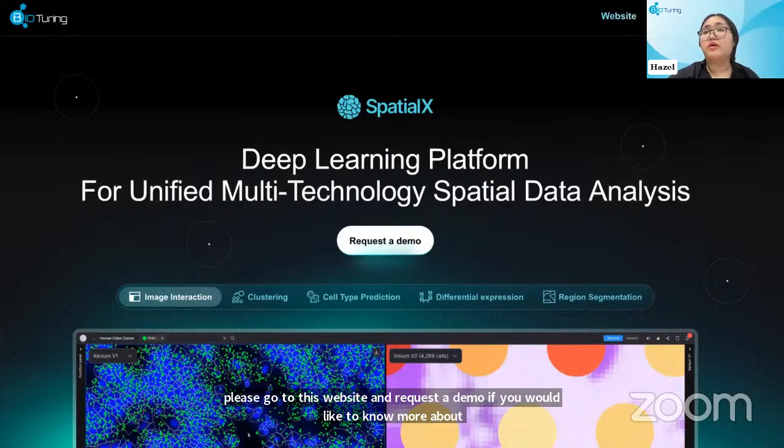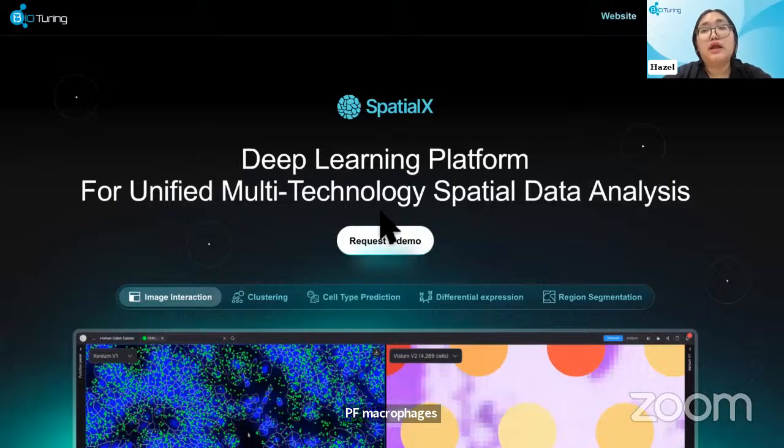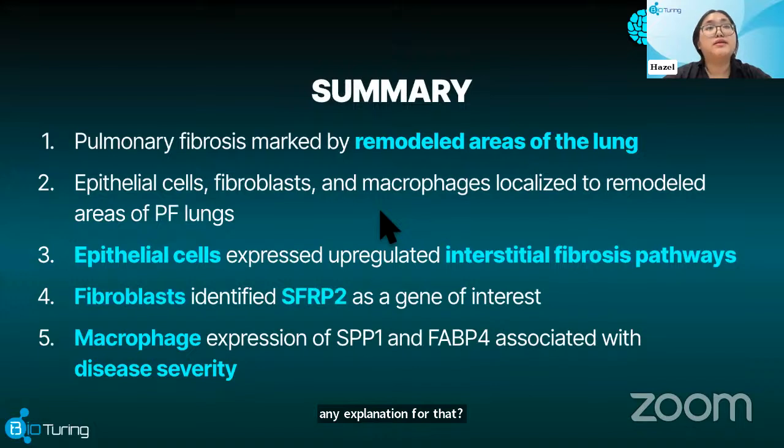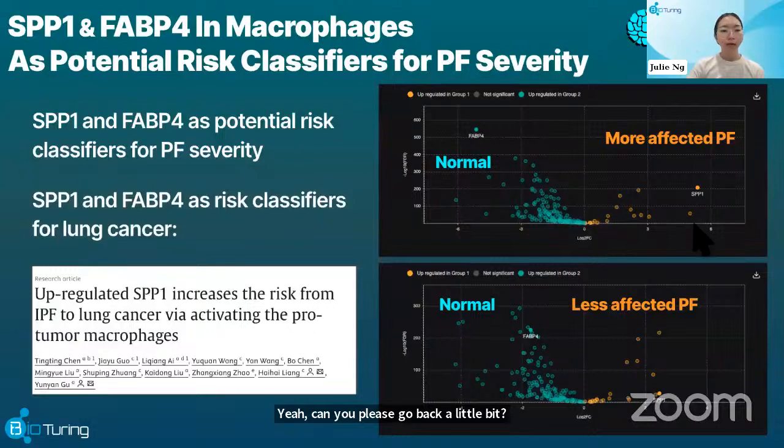And here we also have one more question: it seems there are more downregulated genes in more affected PF macrophages. Any explanation for that? Can you please go back a little bit? Let's go back. Yes. So, more downregulated genes in our more affected PF. You're talking about right here, more downregulated genes, or more upregulated genes in our normal. Yes, definitely an interesting observation.